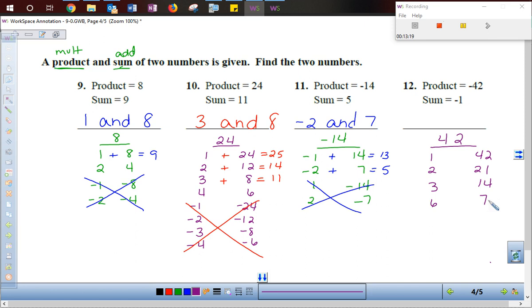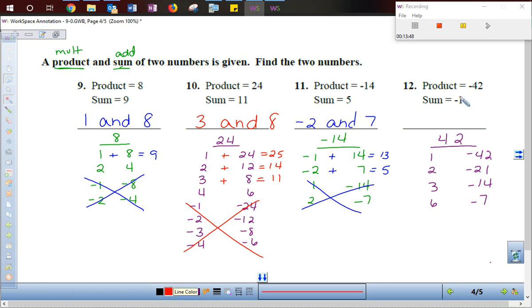Now before I go through and put in the negative signs, I want to look at what I'm ending up with. I'm going to be adding these together and ending up with the sum of negative 1. If I'm adding a positive number and a negative number and I end up with a negative number, that means my bigger number has to be negative. So I'm only going to worry about putting the negative signs in front of the bigger numbers and not worry about listing the other ones because they're not needed.